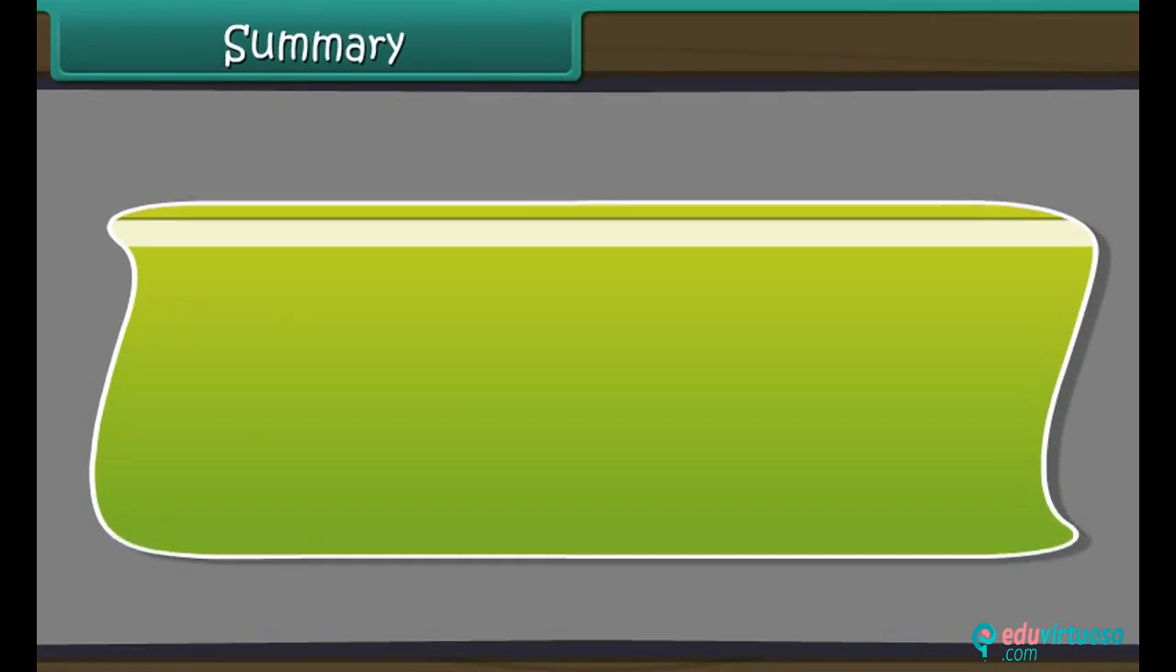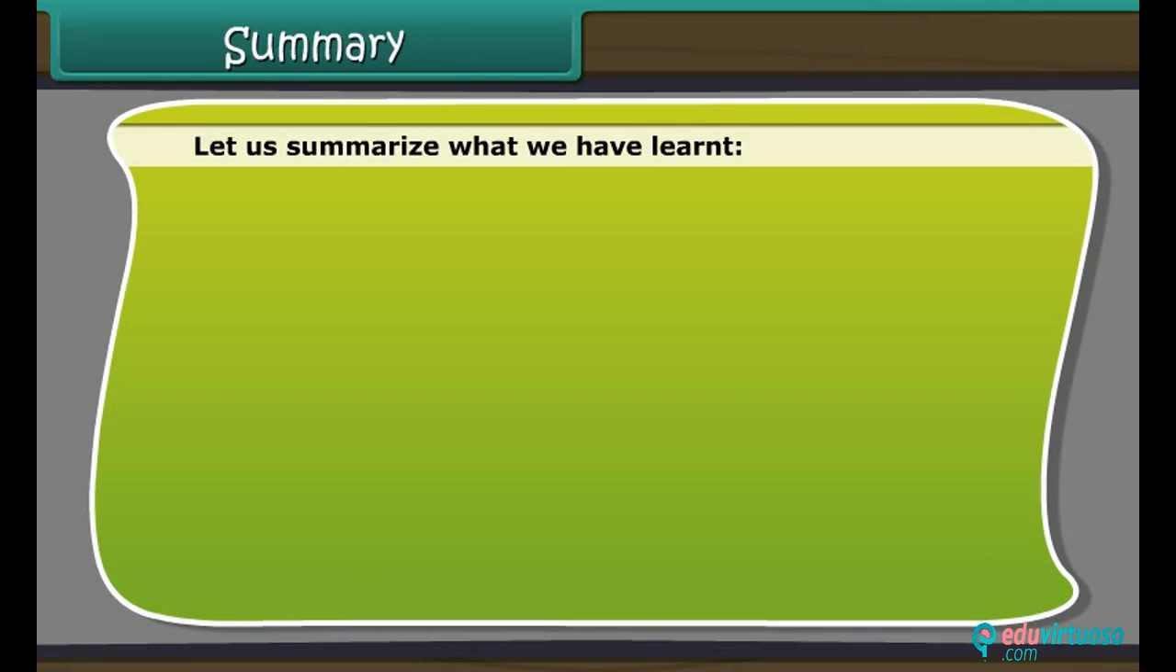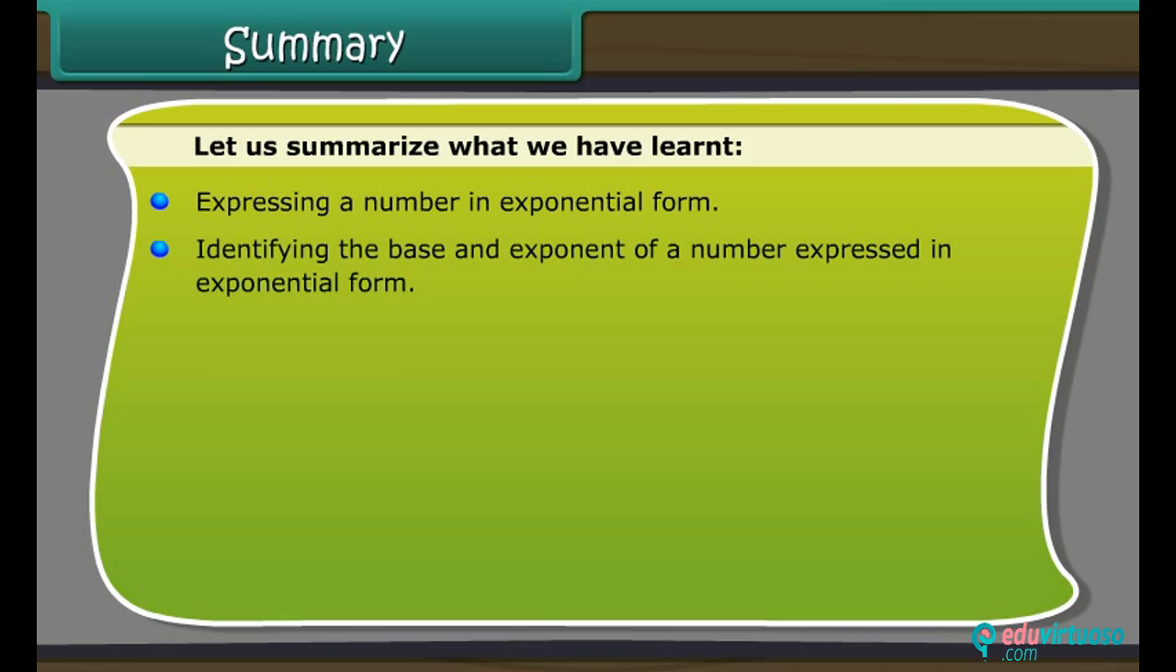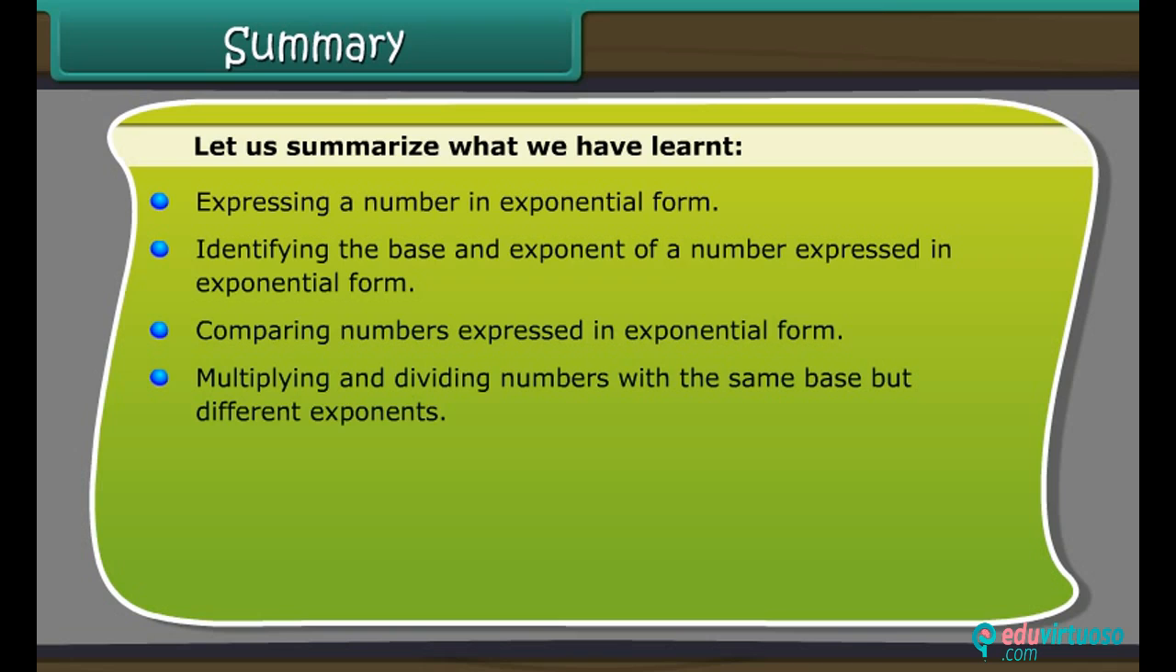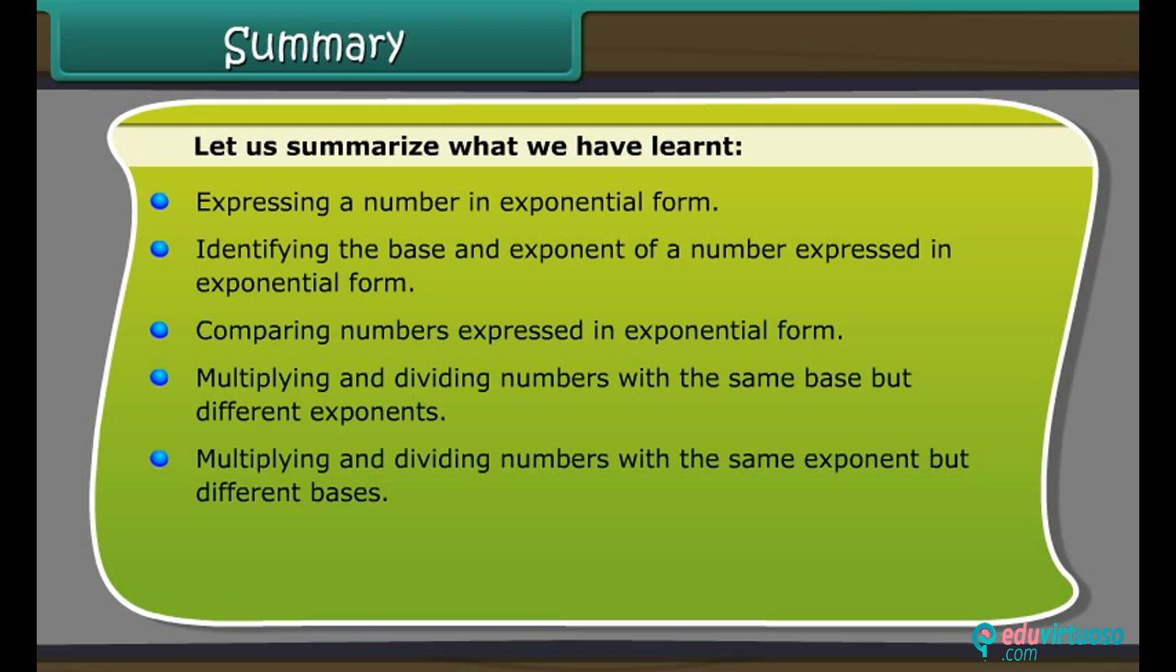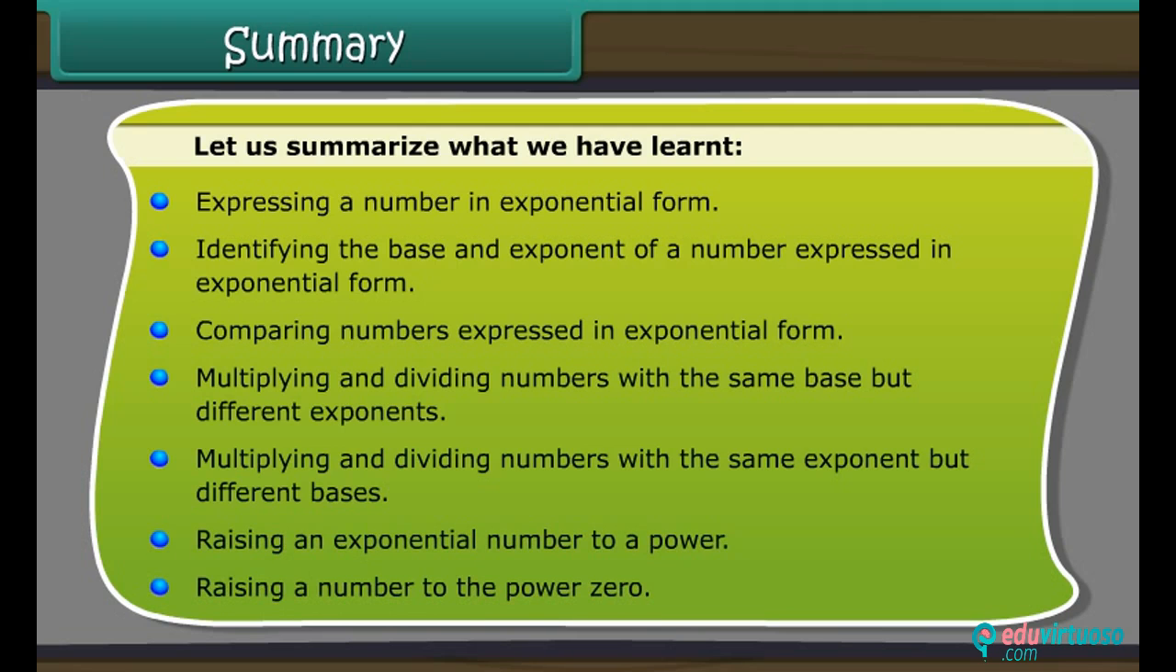Summary. Let us summarize what we have learned. Expressing a number in exponential form, identifying the base and exponent of a number expressed in exponential form, comparing numbers expressed in exponential form, multiplying and dividing numbers with the same base but different exponents, multiplying and dividing numbers with the same exponent but different bases, raising an exponential number to a power, raising a number to the power 0.